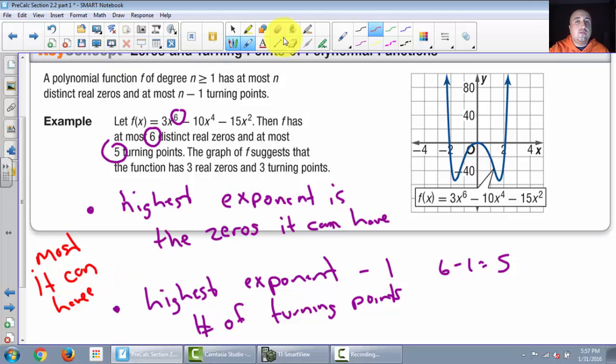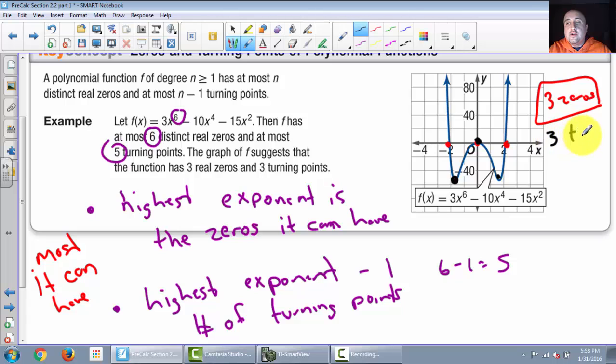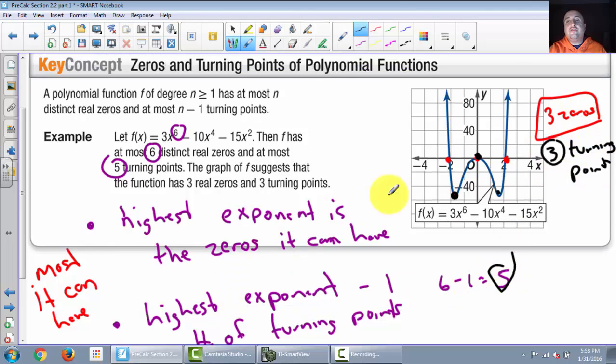Okay, so let's look at the graph of this one. Let's count the number of zeros. This one has 1, 2, 3 zeros. It can have 6, but it only has 3, which is okay. How many turning points does it have? 1 down here, 1 at that 0, and then 1 down here. So it has 3 turning points. Now, it can have 5, but this one just happens to have 3, which is okay. Whatever the exponent is, that's how many zeros it can have, and the exponent minus 1 is how many turning points it can have.